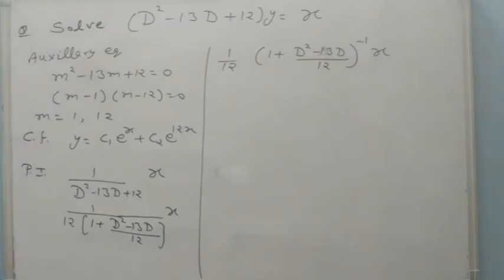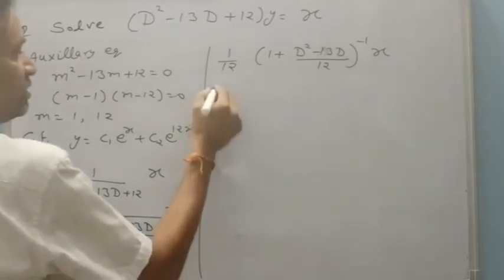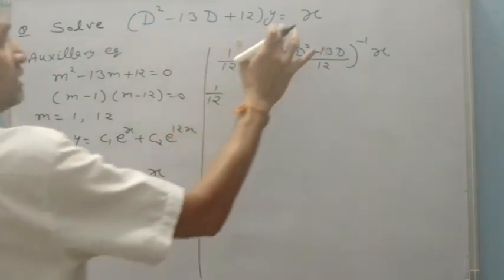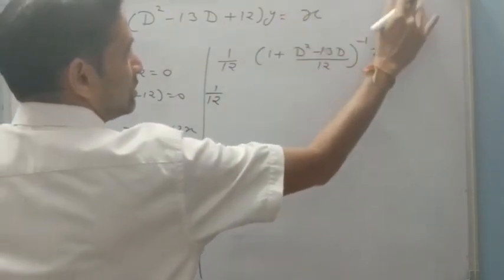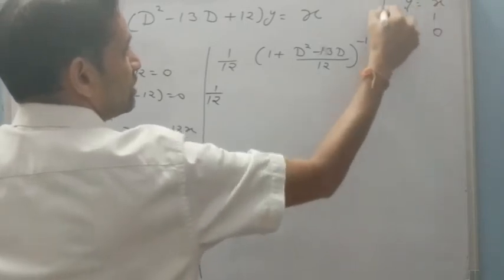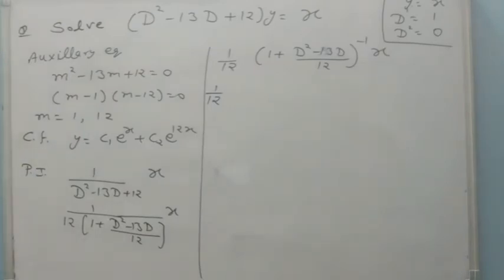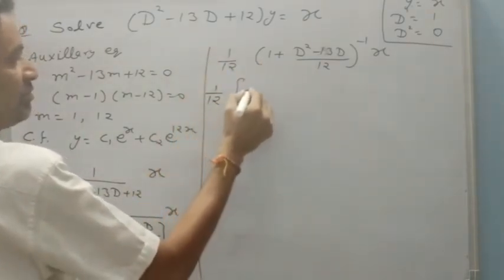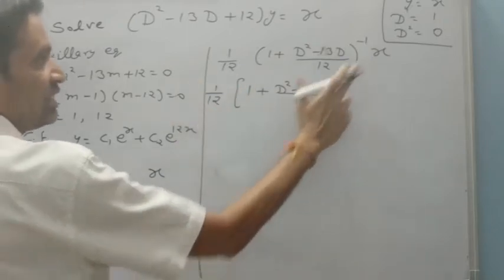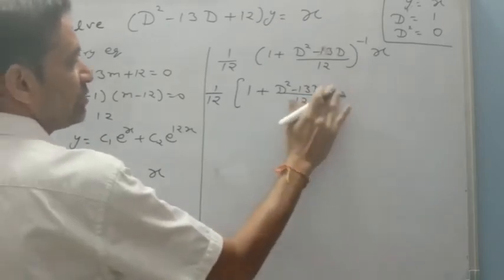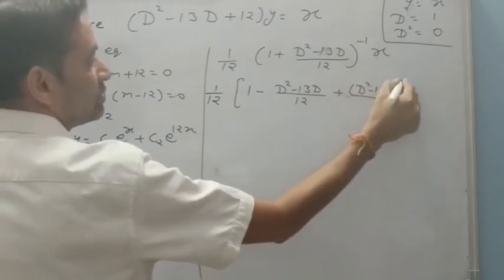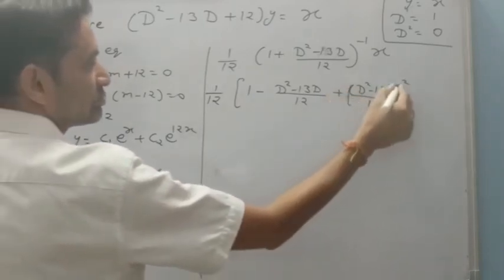As I told you, the formula of (1 plus x) to the power minus 1, it will become 1 upon 12 by expanding it by this formula. First of all, you just take the term x. If y equals x, then the first derivative will be 1 and the second derivative will become 0. I have to just go till second derivative, not more than this. So when I expand it, it will become 1 minus (D square minus 13D) upon 12. Here are the second derivative and first derivative which we have used. Again, the second expansion will be plus [(D square minus 13D) square upon 12 square], and so on.